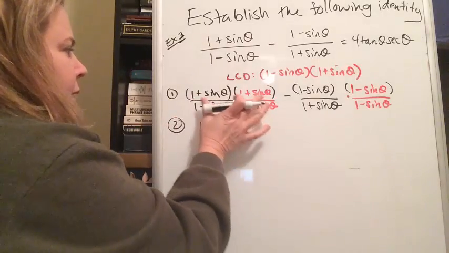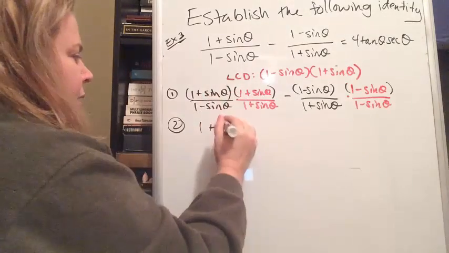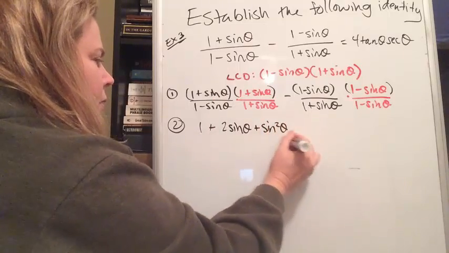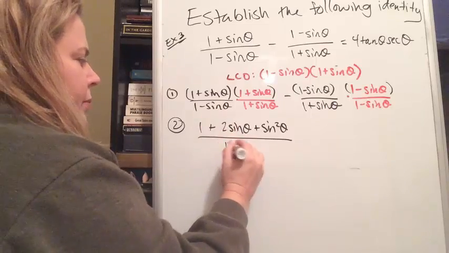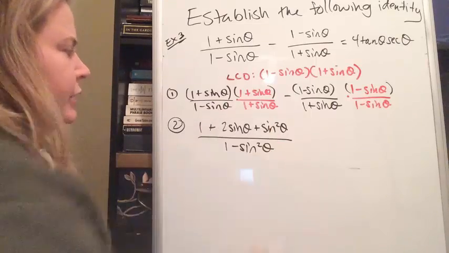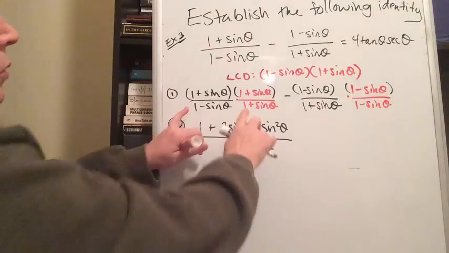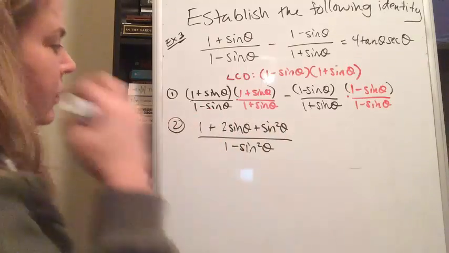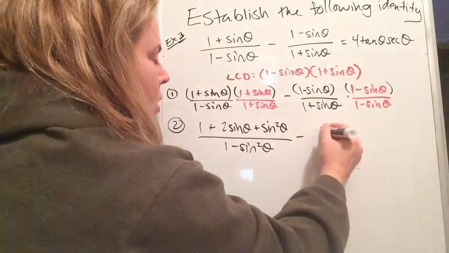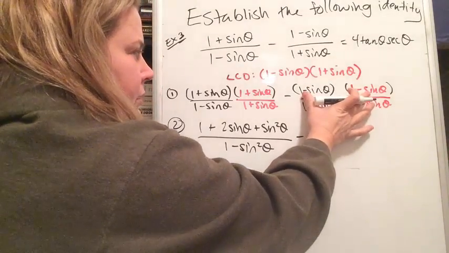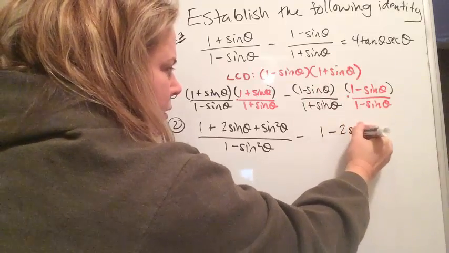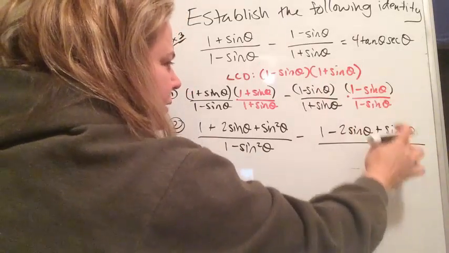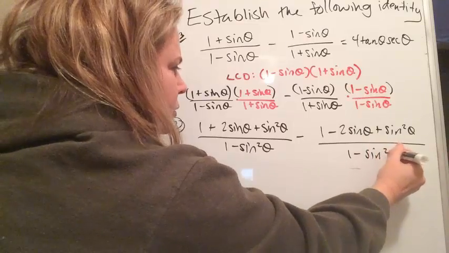That'd be 1 plus sine theta plus sine theta, so 2 sine theta plus sine squared theta over 1 minus sine squared theta. They are conjugates of each other, or if you multiply it out, 1 times 1, positive sign, minus sign, so the outer and inner terms drop out, minus sine squared. And then what do we have here? 1 minus sine theta, another sine theta. That's 2 sine theta plus sine squared theta all over 1 minus sine squared theta.